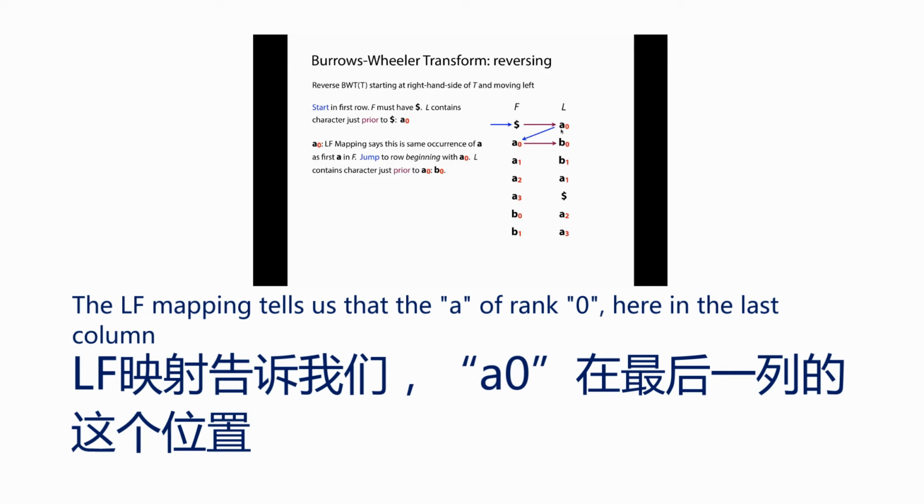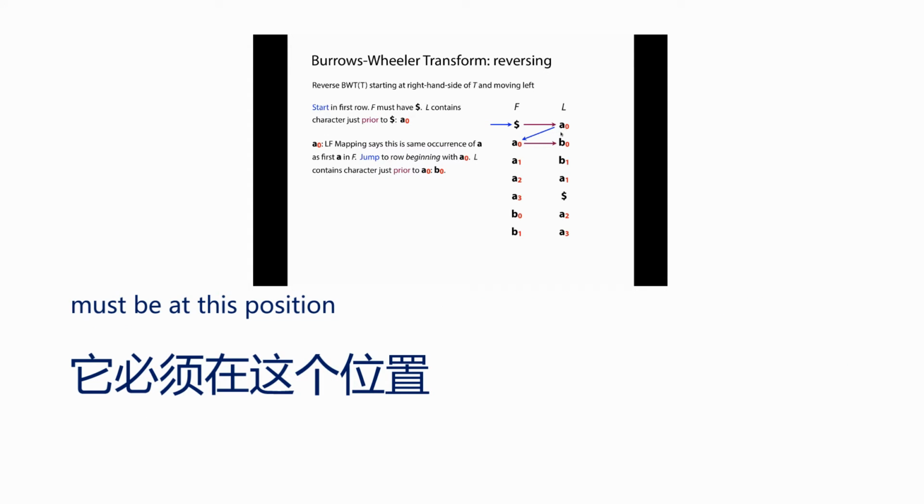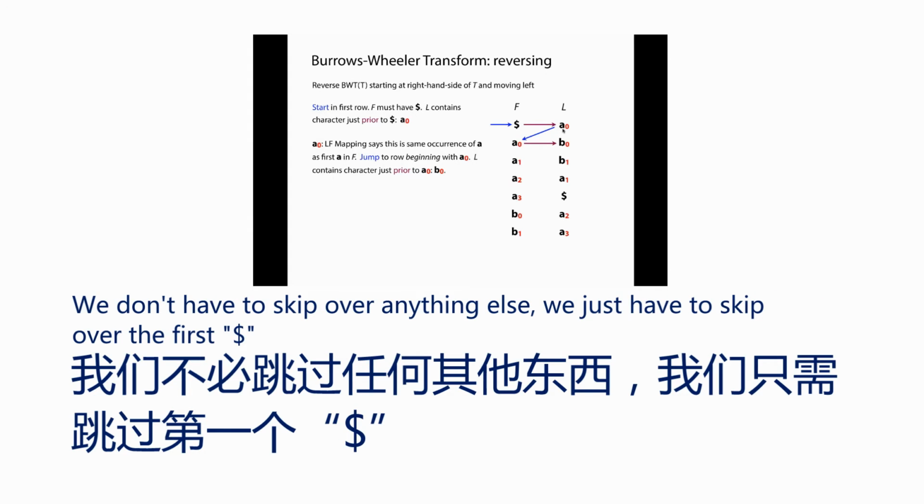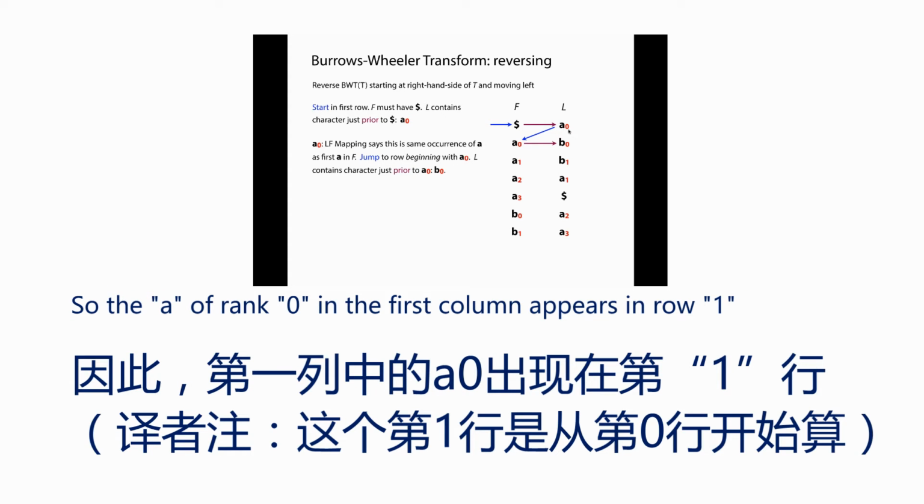The LF mapping tells us that the A of rank 0 here in the last column must be at this position, right? It's the first A. So if we want to know what row begins with the first A, all we have to do is skip over the $. It's the first A, so we don't have to skip over anything else. We just have to skip over the first $. So the A of rank 0 in the first column appears in row 1.